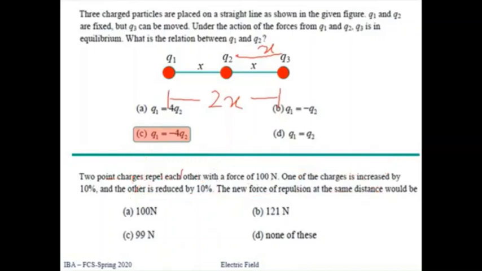Okay, another quiz. Two point charges repel each other with a force of 100 Newtons. One of the charges is increased by 10% and the other is reduced by 10%. The new repulsive force at the same distance would be C.